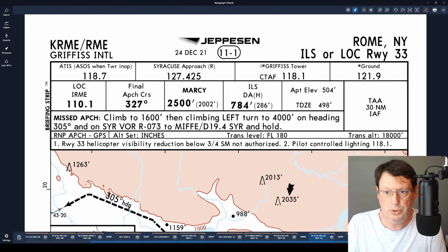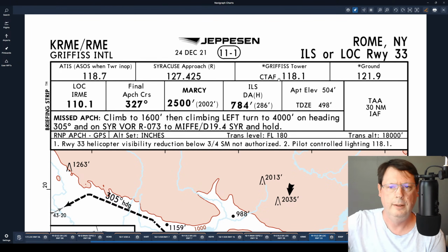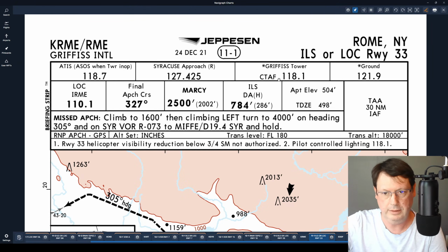And you can see the star next to the Griffiths Tower and the ground frequencies. That means those frequencies are available when the tower is in use. When the tower is not in use, the tower frequency becomes the CTAF, the common traffic advisory frequency. In other words, if I think the tower closes at 9 o'clock, after 9 o'clock you would broadcast on the same frequency, but you're only broadcasting your position to other aircraft. You're not talking to the tower.